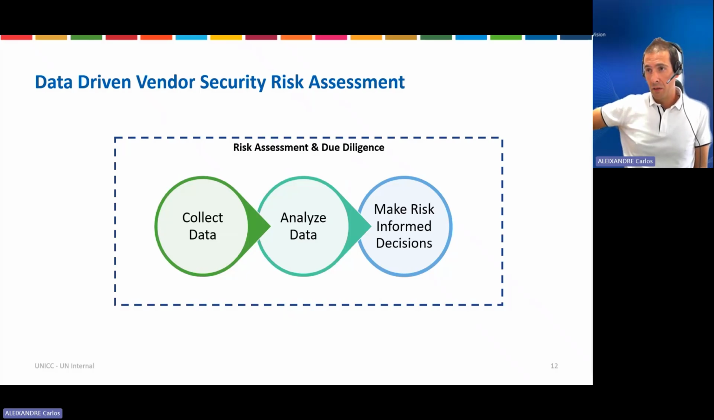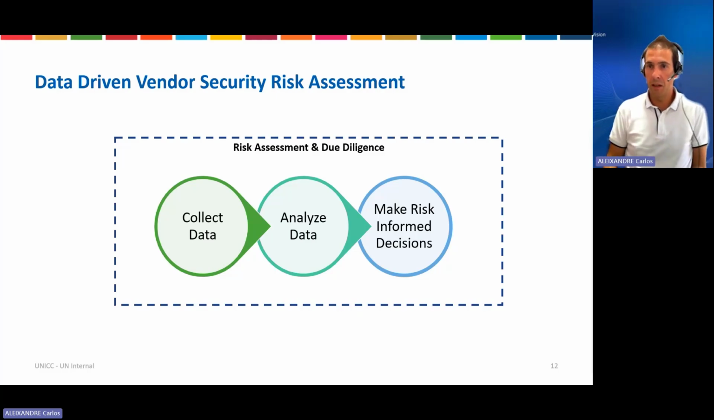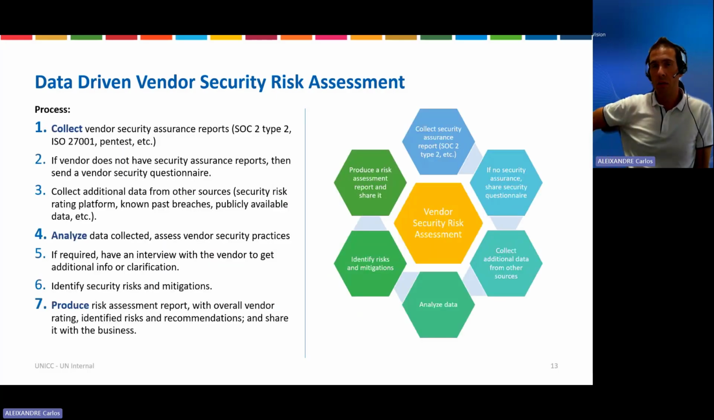Now, data-driven vendor security risk assessment, right? So we're talking about one phase, one stage, which is about risk assessment and due diligence. So in order to do this properly, we need to collect relevant data, analyze this data, and based on that data, make risk-informed decisions, right? So our business knows the risk and can take the adequate actions. So how would this vendor risk assessment process look like? This is an example, okay, of a data-driven vendor security risk assessment.